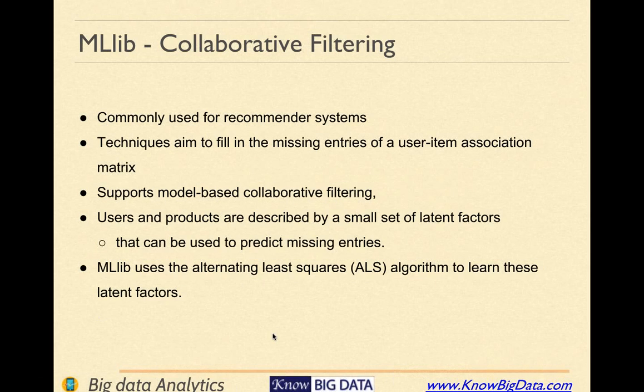MLlib is a collaborative filtering tool. It is commonly used for recommender systems, which we have already talked about, and it provides techniques which aim to fill in the missing entries in the user-item association matrix. Missing entries as in the values of whether this person will like this product this much. MLlib provides very good collaborative filtering, or recommendation generation. Collaborative filtering and recommendation generation are the same thing.